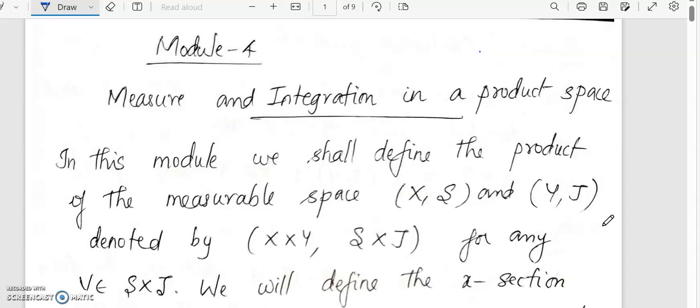We will have X with script S as a measurable space, and similarly Y with script J as a measurable space. Now we will have a product space which we are going to denote by X cross Y with script S cross script J, and a measure defined on that which is called a product measure, which we denote in the form mu cross nu. In today's class we will look at how we define the space X cross Y.